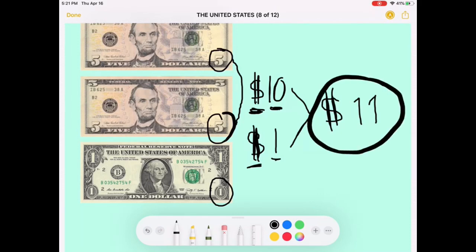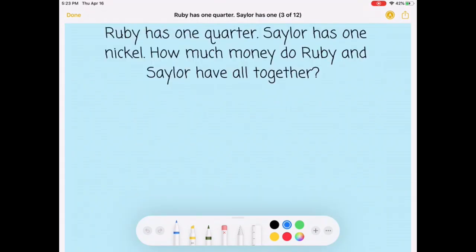Let's try another one. Let's practice this question together. This question says, Ruby has 1 quarter.